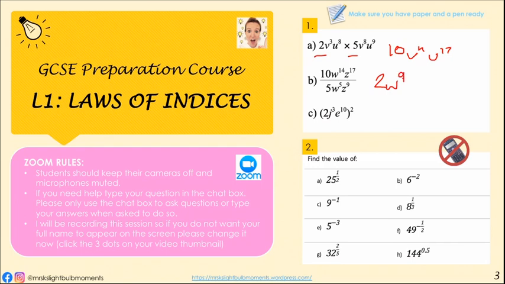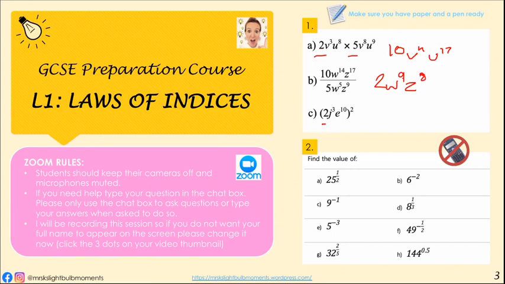With Z, we've got Z to the power of 17 divided by Z to the power of 9. 17 take away 9 is 8, so we end up with Z to the power of 8. Okay? The third basic rule is a power of a power. So we've got indices in the bracket, and you can see they're all being squared.